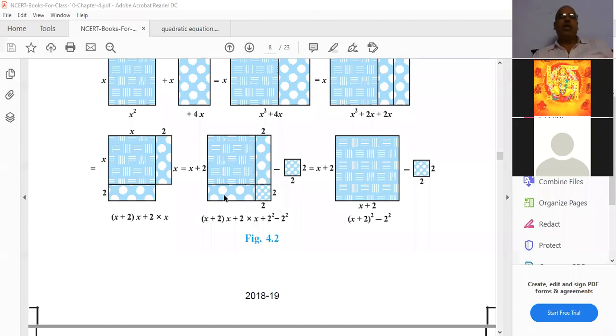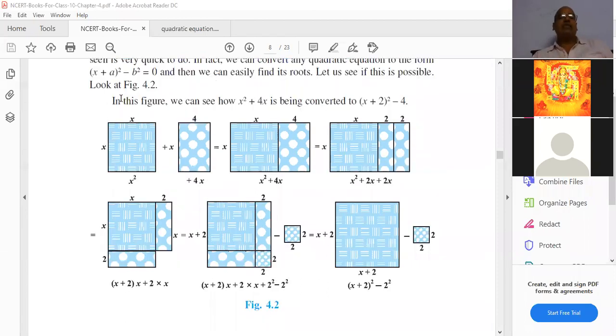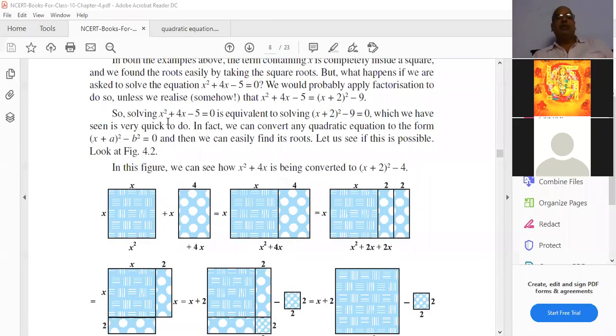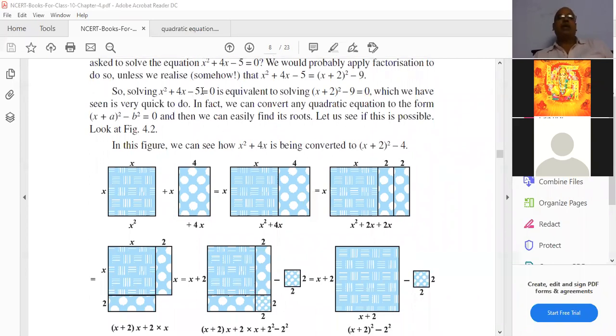Now this full square is x plus 2 units, so x plus 2 whole square minus 2 square. This is the form you have to get. In this way, we convert the quadratic expression x square plus 4x into x plus 2 whole square minus 9. Why minus 9? Already minus 5 is there, and now what you got extra is minus 4. So minus 5 plus minus 4 equals minus 9. Like this you have to bring it.